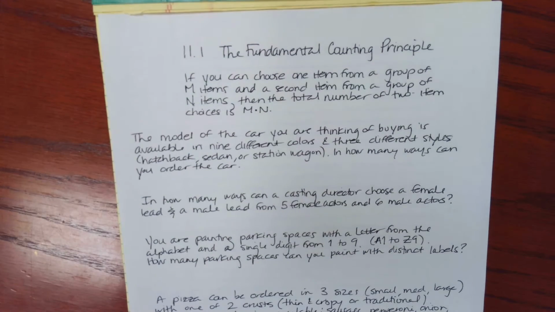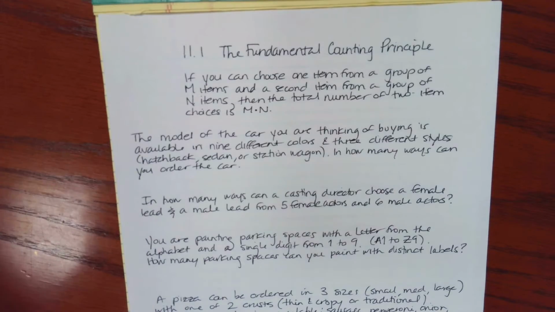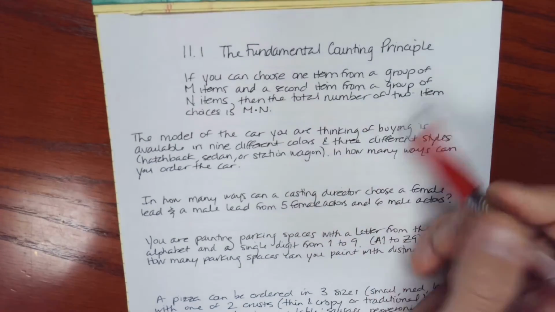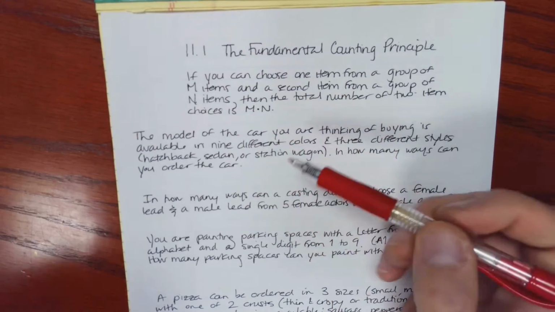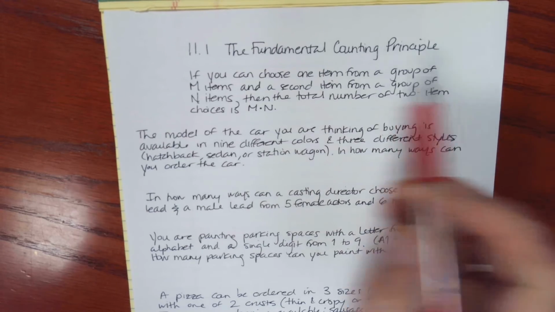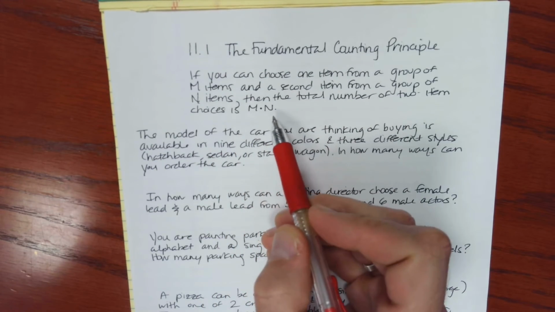Greetings. In this video I'll be talking about the fundamental counting principle. If you choose one item from a group of m items and a second item from a group of n items, then the total number of two item choices is m times n.